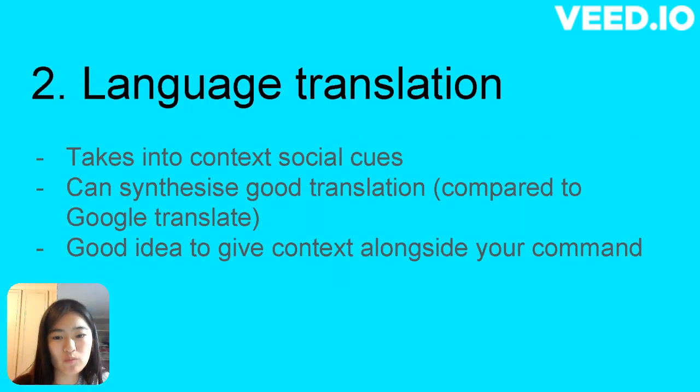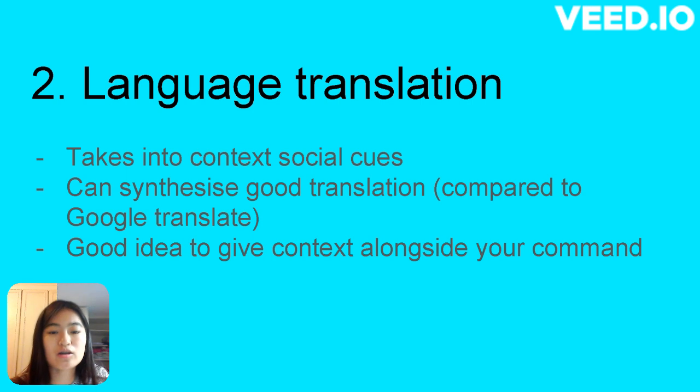Okay, so the second way you can use ChatGPT is language translation. A lot of people might not know this, but ChatGPT is a great source for language translation, and it's a much better version of Google Translate as it takes into context social cues. Because with Google Translate, you're only getting word for word translations, whereas with ChatGPT, it knows how things are actually said in real use, and it takes in all of that information, so it's able to synthesize a really good translation.